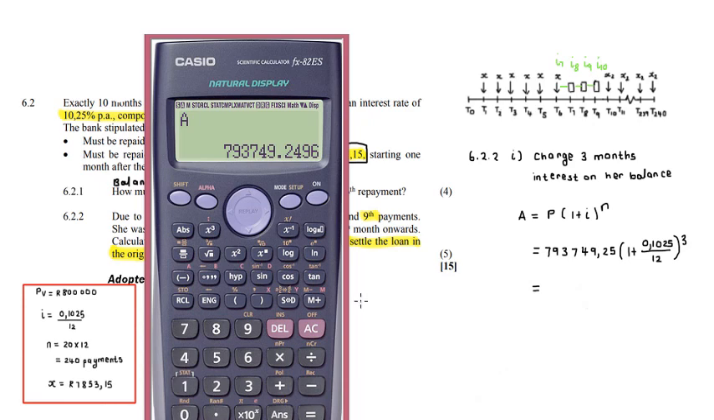Okay, so into the calculator, there's the balance on her loan. We're just going to times it by 1 plus 0.1025 divided by 12, and we need 3 months of this. So what she is actually repaying now is 814,263 and 30 cents. So this value over here now becomes her new loan amount.